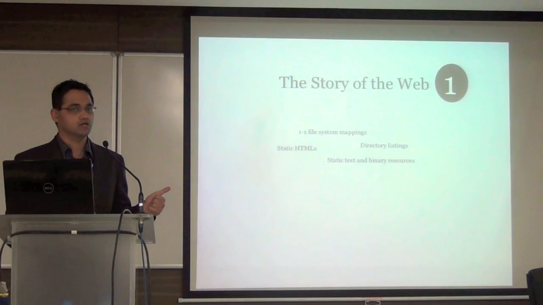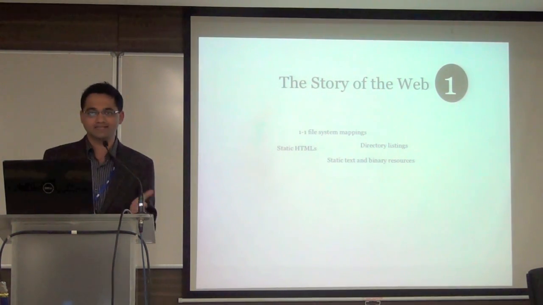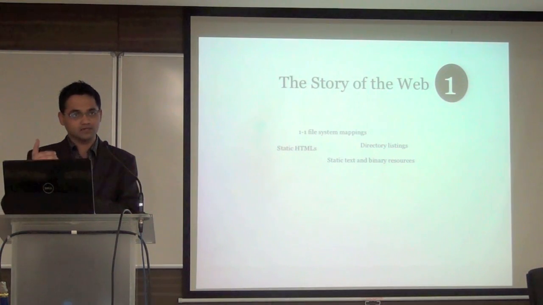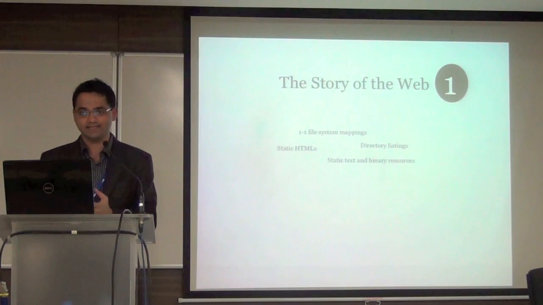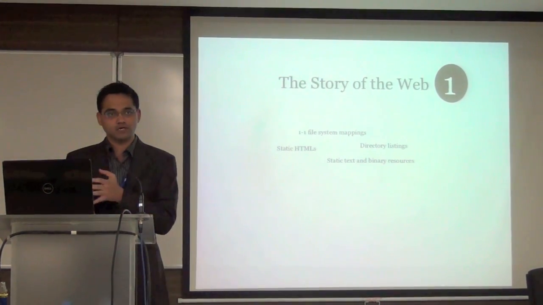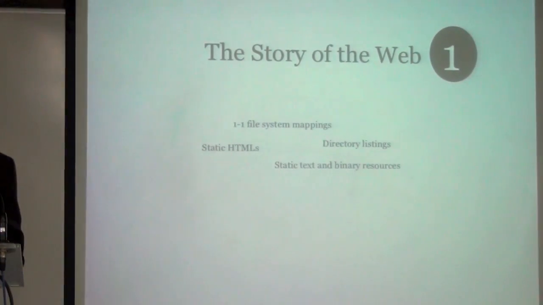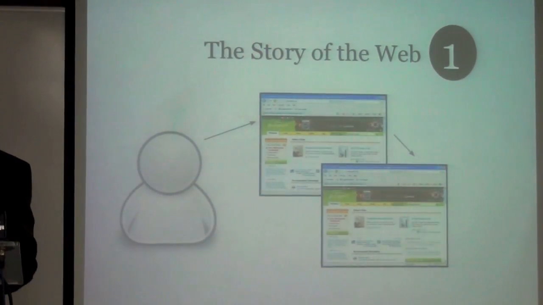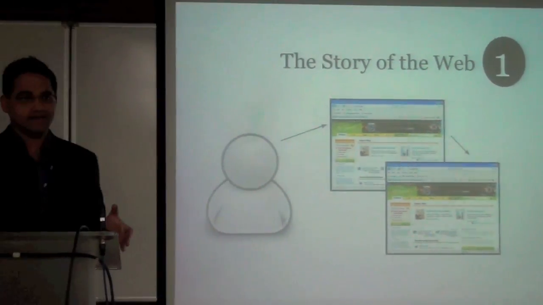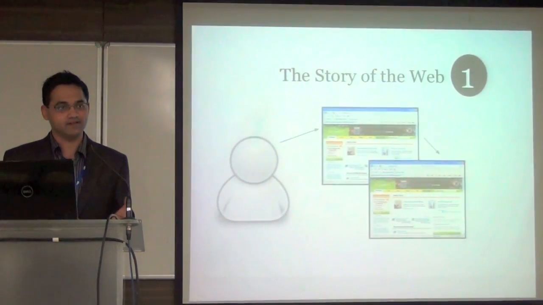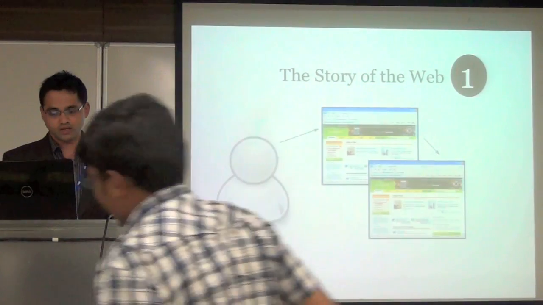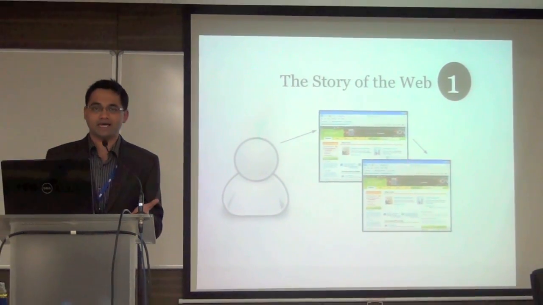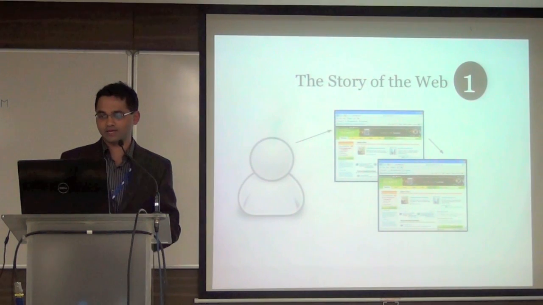So let's just have a quick look at the story of the web. In the beginning, websites were nothing more than one-on-one mappings with file systems. I had a server which exposed a folder, and that folder had static HTML or text files or binary files. And in my browser, I used to visit a website which used to just list that directory out for me. Or I could select a particular HTML file and that would be my website. Of course, thus we had HTML files which could link to other HTML files, and thus there was the concept of a browsable web as the user went from one location to another.